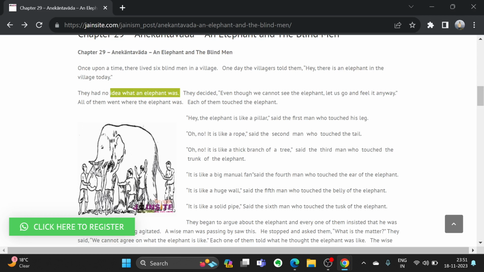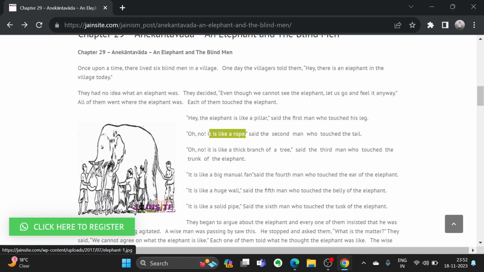Once upon a time there lived six blind men in a village. One day the villagers told them, hey, there is an elephant in the village today. They had no idea what an elephant was. They decided, even though we cannot see the elephant, let us go and feel it anyway. All of them went where the elephant was. Each of them touched the elephant. So, what will the blind man who touched the tail say? He will say that the elephant is like a rope. He has access to only this limited aspect of reality, which is metaphorically represented here as the elephant. Okay, so he will say that it is just a rope.